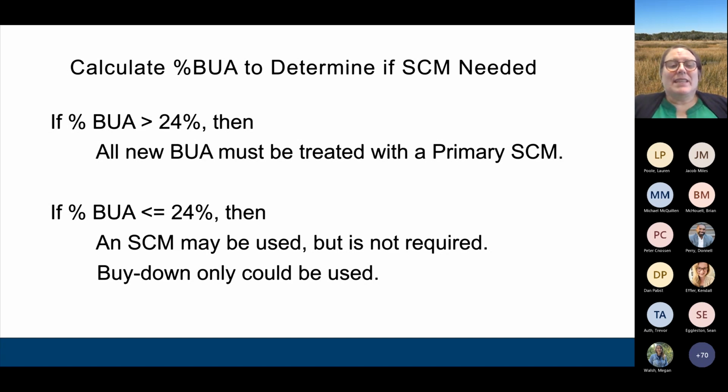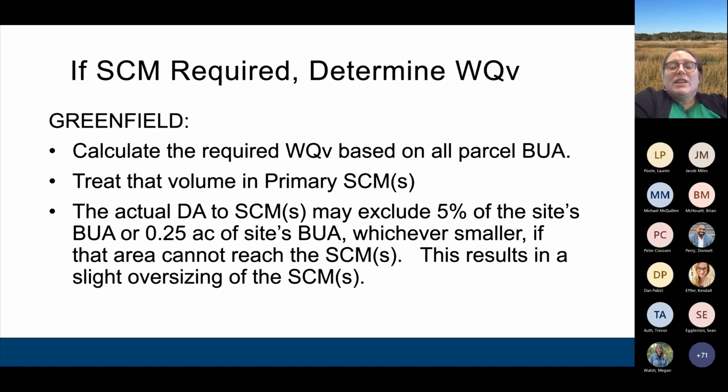And then if your BUA is less than or equal to 24%, you're allowed to use an SCM, but it's not required, and so buy down only could be done. So now let's look at if you're required to do an SCM. So you're going to determine the water quality volume. You're going to do that the same way you've been doing that for years.